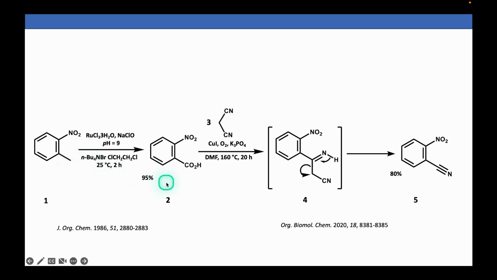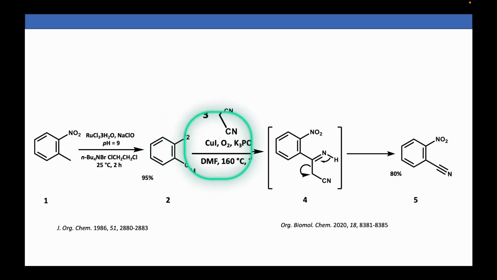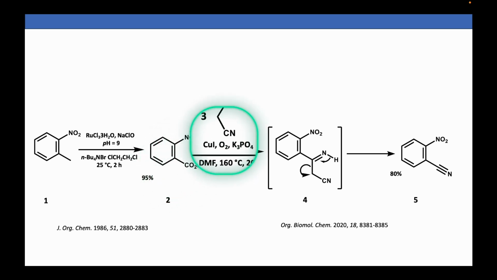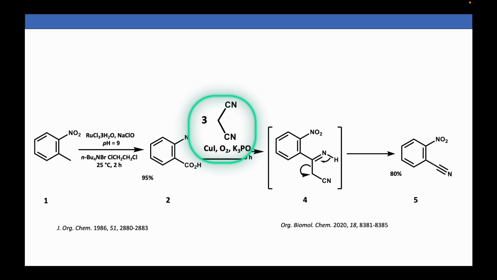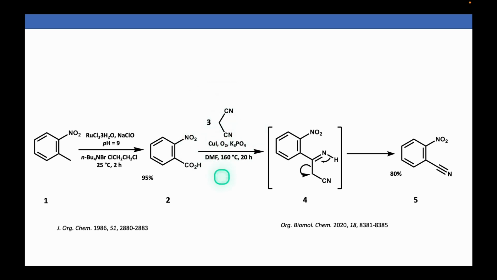The decarboxylative cyanation of 2 is carried out using oxygen and cuprous iodide in the presence of malononitrile. The oxygen oxidizes copper 1 to copper 2, which causes decarboxylation to generate phenyl copper, which is added to one of the nitrile groups of malononitrile and forms the amine 4 as an intermediate, which in a basic medium eliminates acetonitrile to produce intermediate 5.